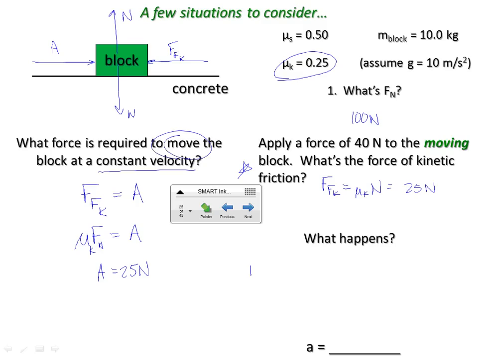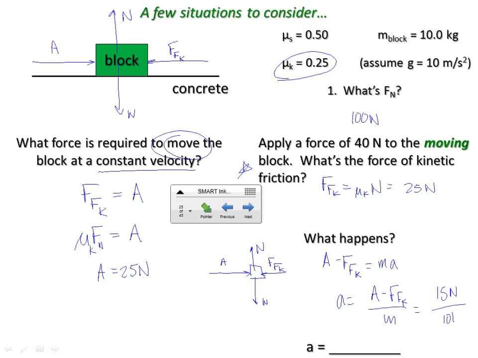If we apply a force greater than that frictional force, what happens? We get A minus FFK equals m times acceleration, and this block accelerates. Acceleration is A minus the frictional force divided by the mass. So that's 40 minus 25, 15 newtons, over the mass, 10 kilograms. We get a 1.5 meter per second squared acceleration.